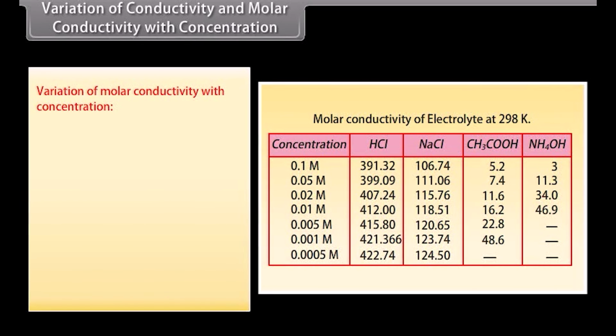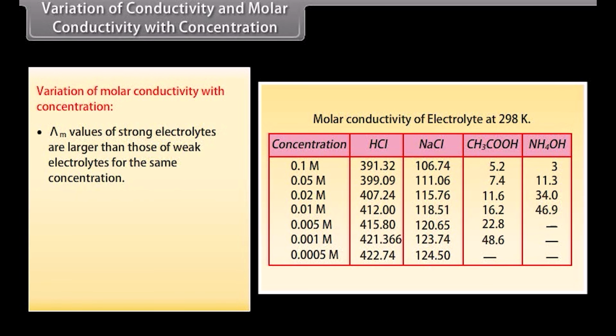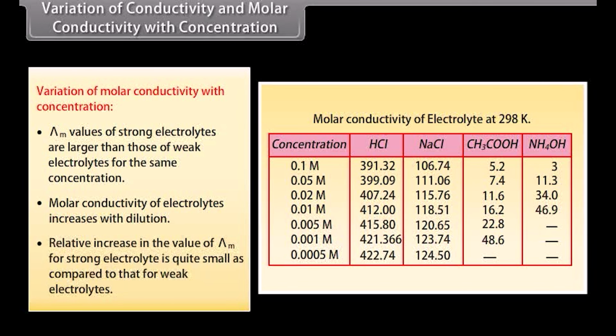Variation of molar conductivity with concentration. Lambda m values of strong electrolytes are larger than those of weak electrolytes for the same concentration. Molar conductivity of electrolytes increases with dilution. Relative increase in the value of lambda m for strong electrolyte is quite small as compared to that for weak electrolytes.